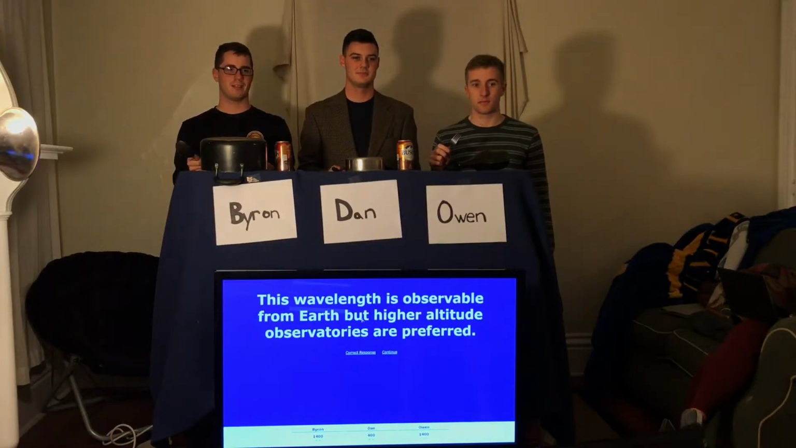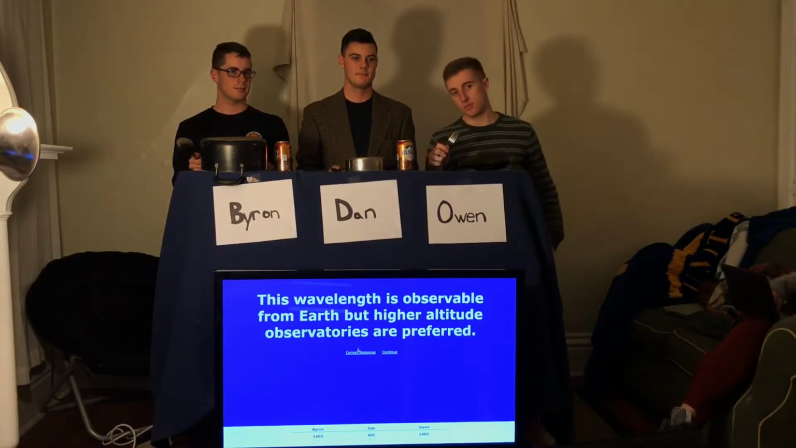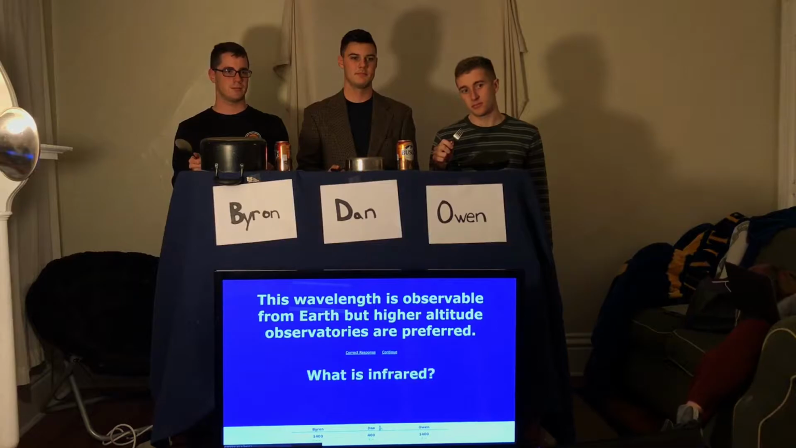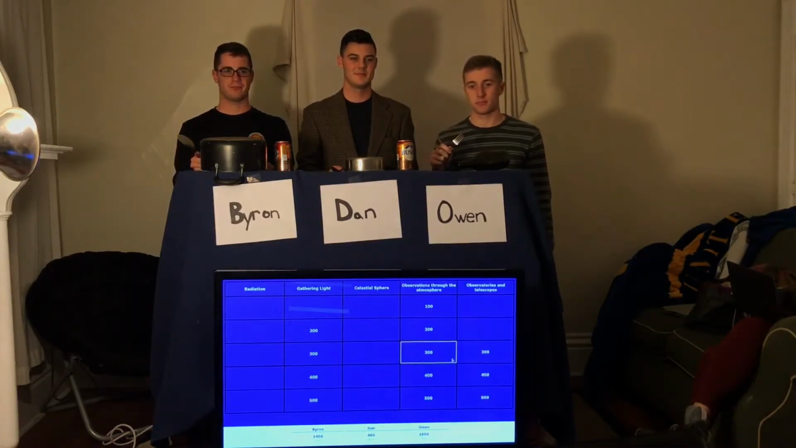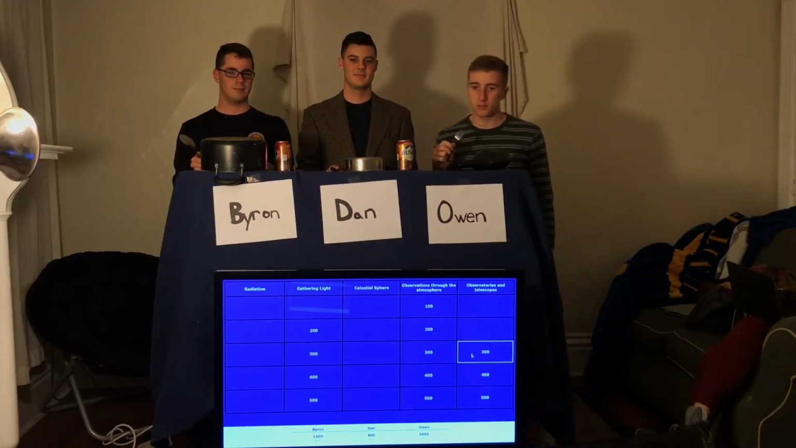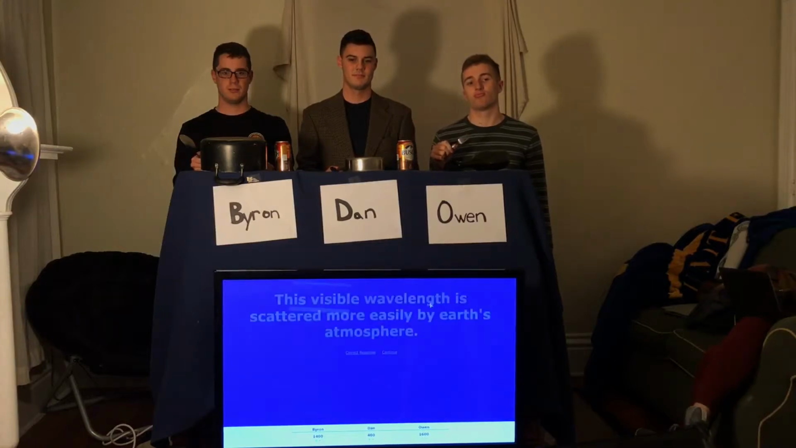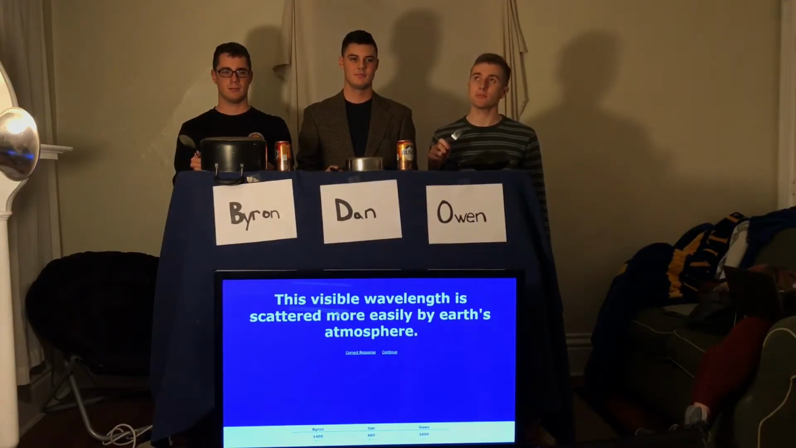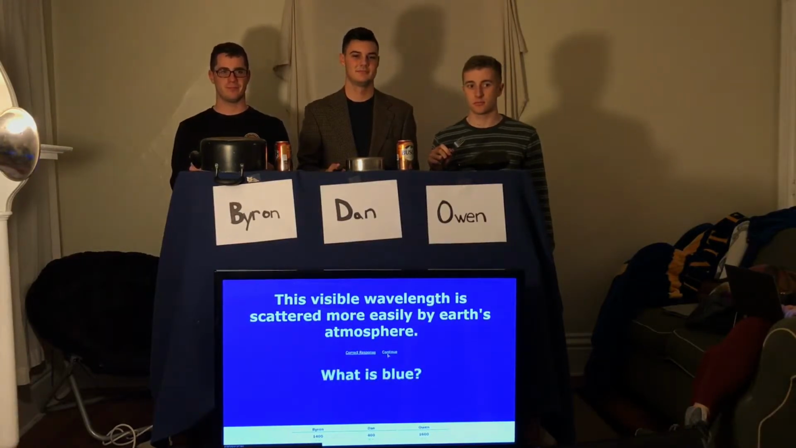This wavelength is observable from Earth, but higher altitude observatories are preferred. What is infrared? You got it. I'm next. We'll go observing through the atmosphere for 200. This visible wavelength is scattered more easily by Earth's atmosphere. Dan? What is blue, Alex? Correct.